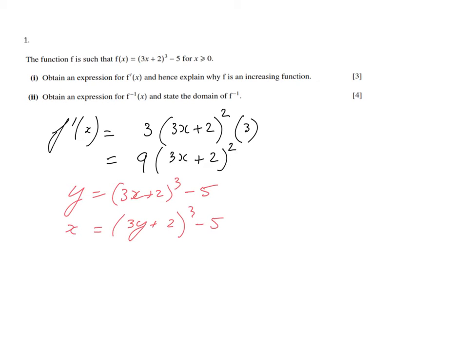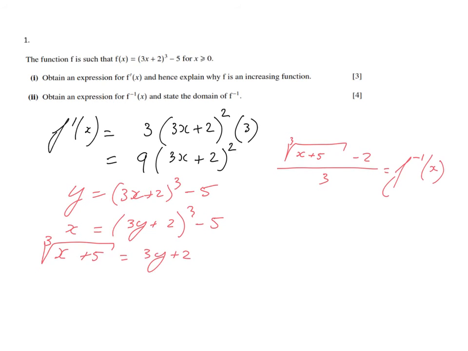So we're going to make y the subject now, and we show our working. So x plus 5, and then the cube root, I'm doing 2 steps in one now, equals 3y plus 2. So if I continue here, it is the cube root of (x + 5), minus 2, and all of that over 3. Okay, that is the inverse. There you go. So you swap x and y, and then you make y the subject again.